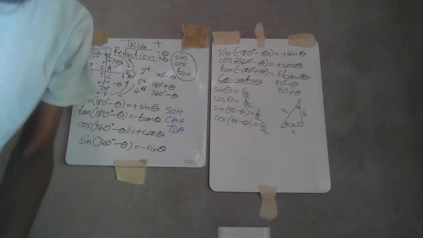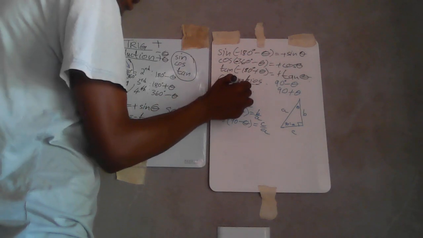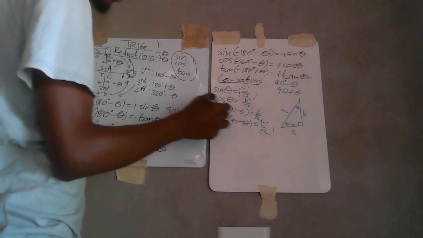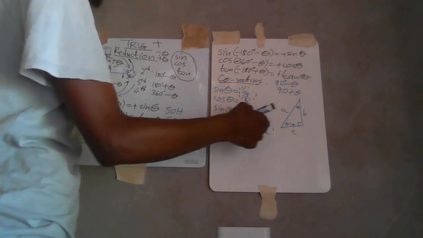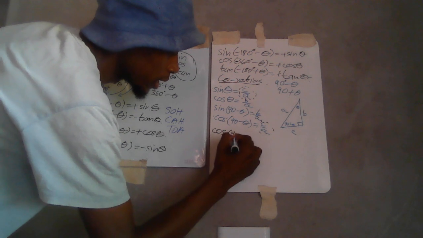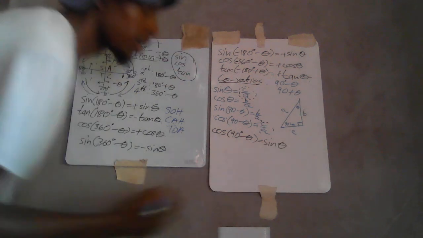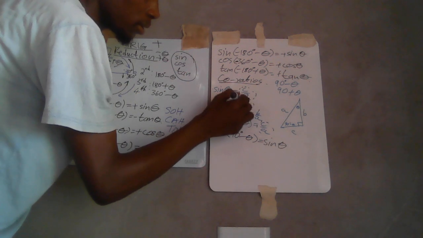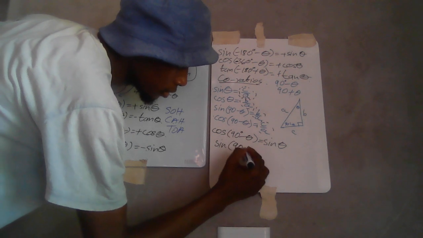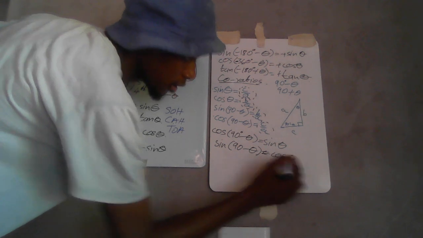So from that one, we're having C over A again. It means these two are equal because both are equal to C over A. So cos 90 minus theta is the same as sine theta. Again, B over A, so sine 90 minus theta is the same as cos theta.